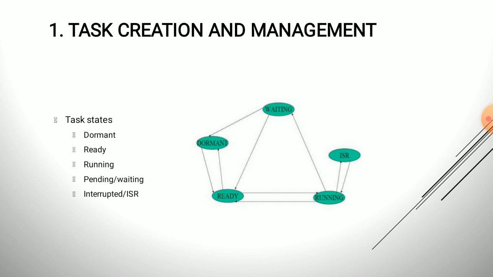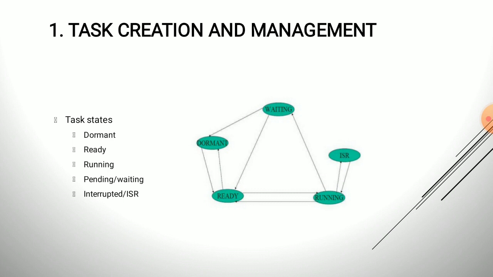The first one is task creation and management. Under the Micro C OS kernel, a task may be in one of the following states at a given point of time. The first is the dormant state, second is the ready state, third is the running state, fourth is the pending or waiting state, and fifth is the interrupted or ISR state. So these are the 5 task states.